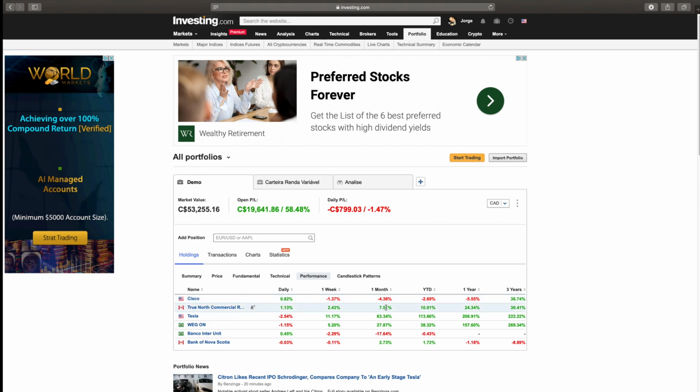So let's say today is 2020, 20th of February. Since the 20th of January until today, we had, for example, Bank Scotia 2.73% up. So this is how we read this performance table. And then you go to the candlestick patterns.